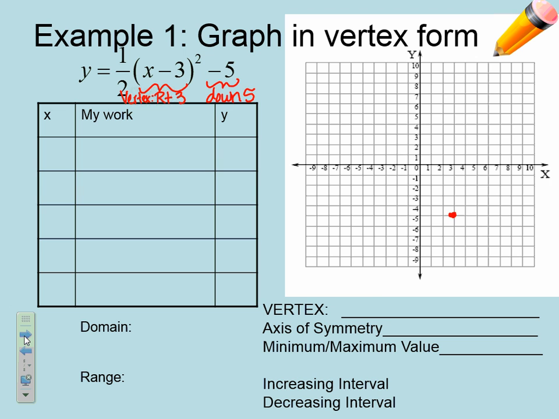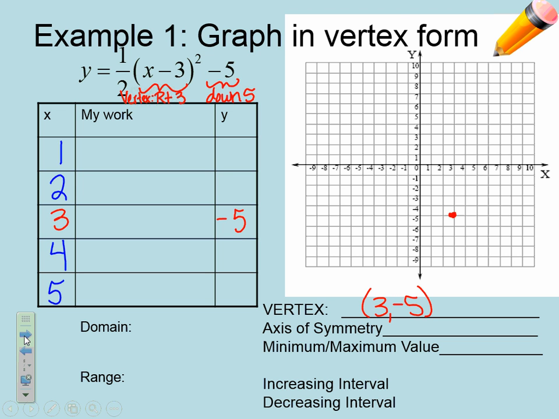So I already know the vertex is (3, -5). I already know the middle point in my table is (3, -5). Now I need to find a couple side points to help me draw the sides of this U shape. So you can choose x values on either side of 3. I could do 2 and 4, or I could do 1 and 5. I could do all of them if I wanted to. Whatever you need to do here, but you need to get a couple spots on the side.